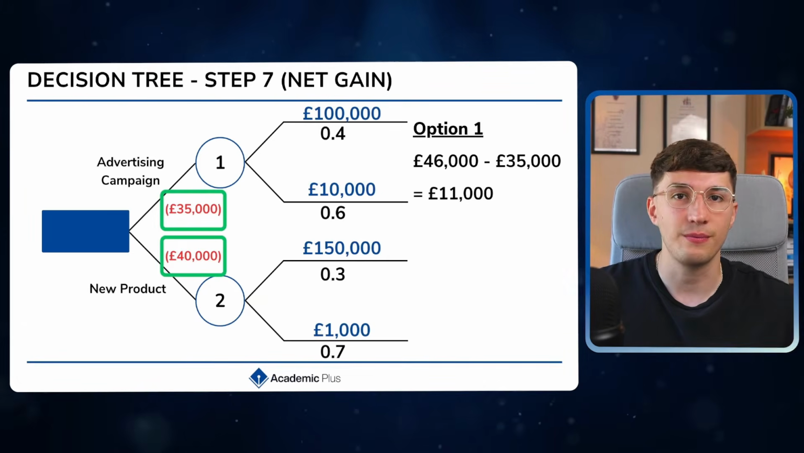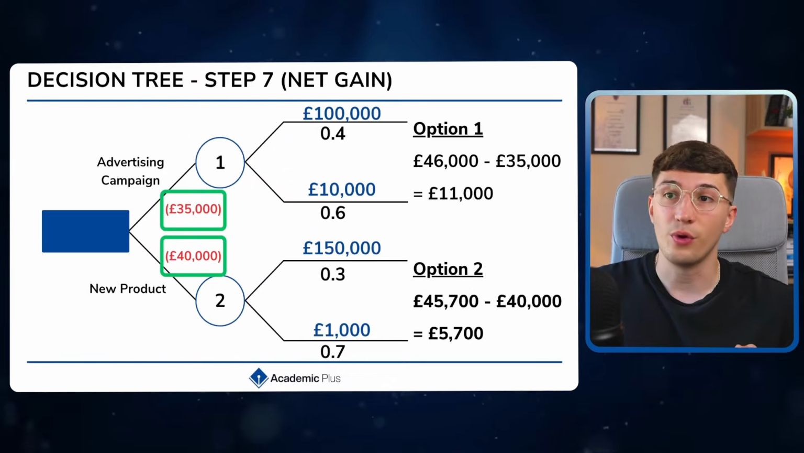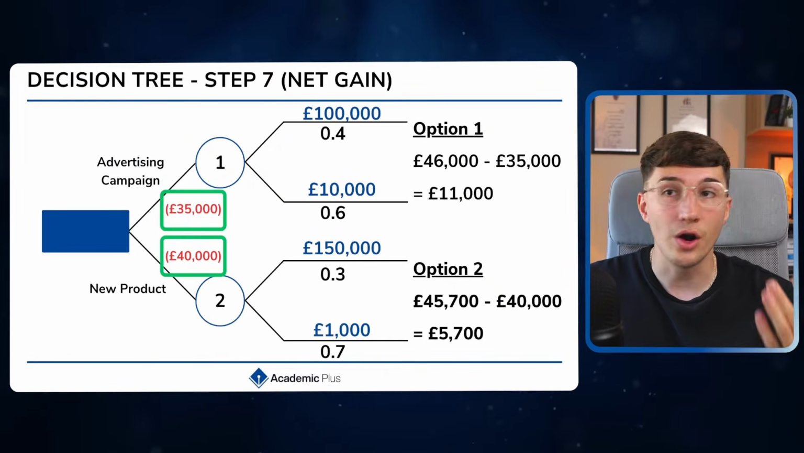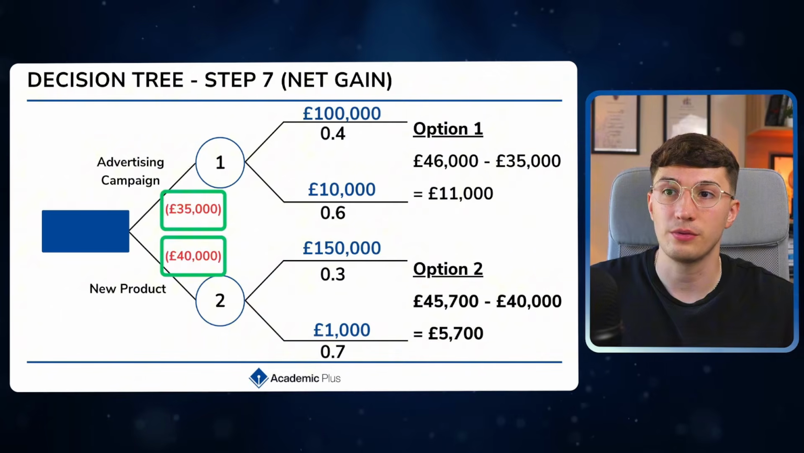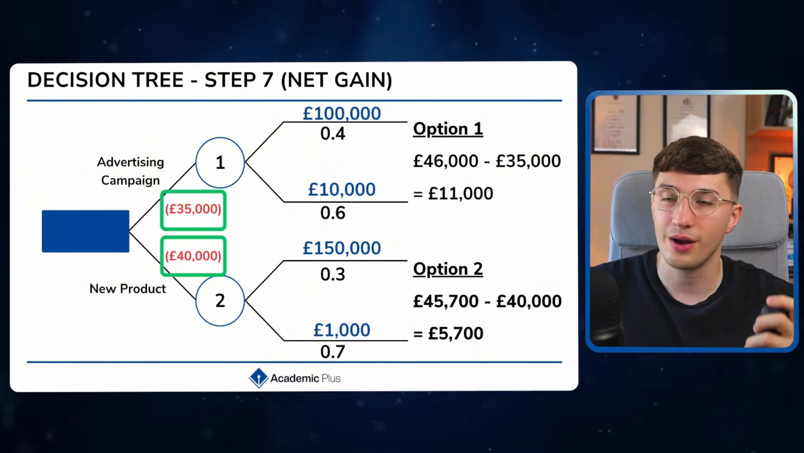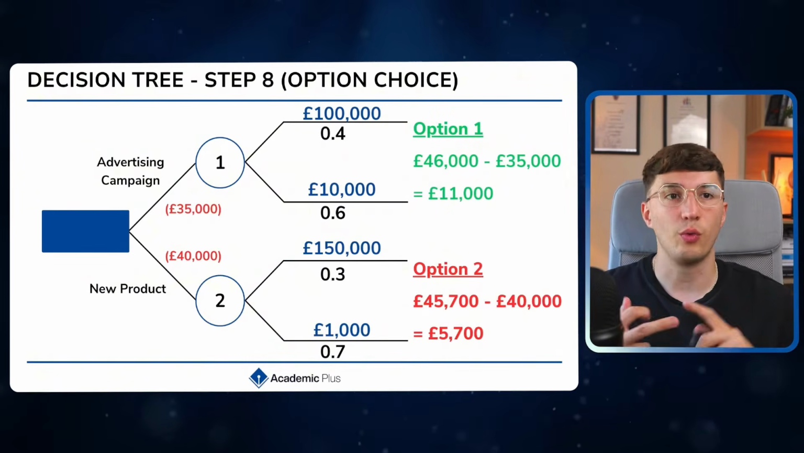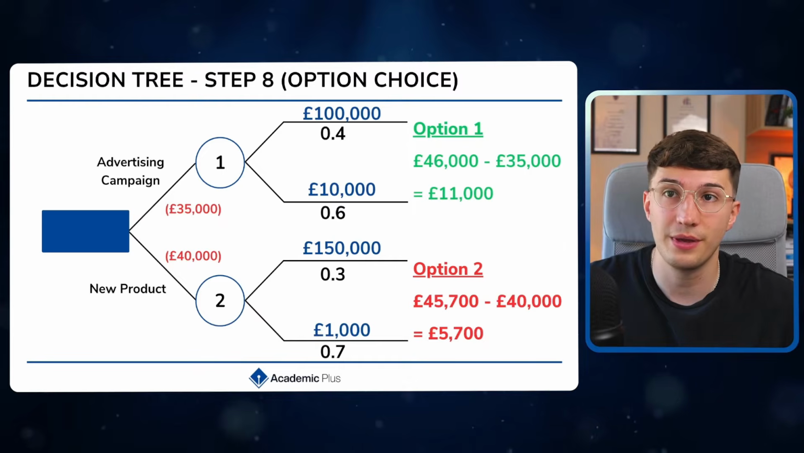You do the exact same thing again now for the new product. We had an expected value of £45,700 minus our investment cost of £40,000, which gives me our option 2 net gain of £5,700. And all you have to do is then write a summary of which one you think would be the best decision for the business.